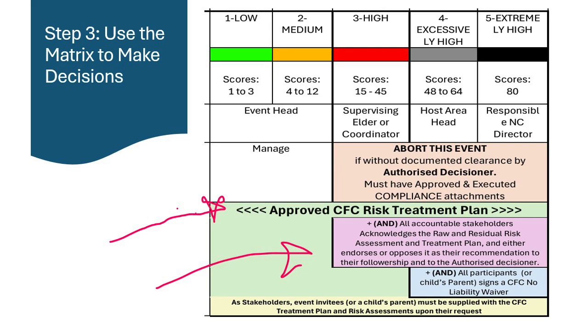The key documents required by the authorized decisioner overriding a high risk assessment includes a CFC risk treatment plan. This is a plan outlining how risk will be eliminated, controlled, or managed. And the authorized decisioner ought to have documented endorsements from the event team and key stakeholders as to the thoroughness and the applicability of this plan.